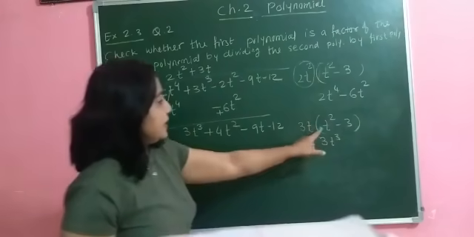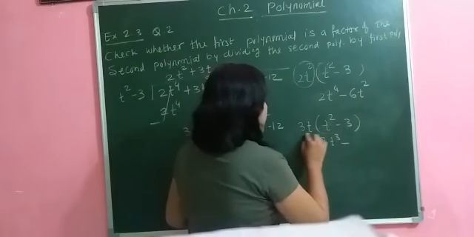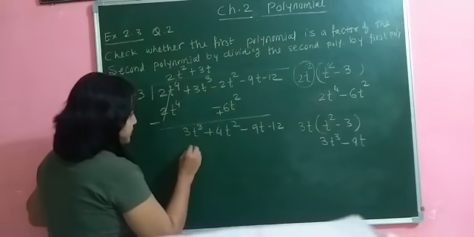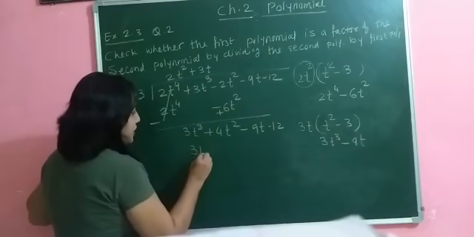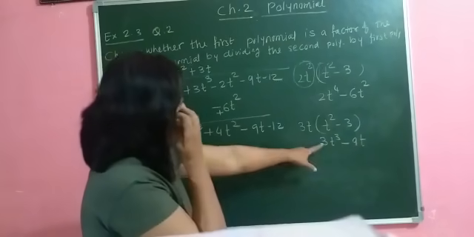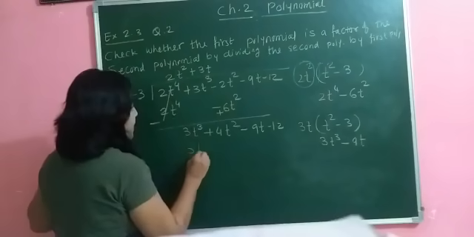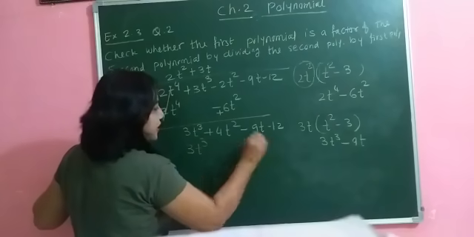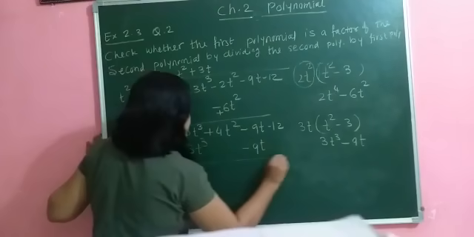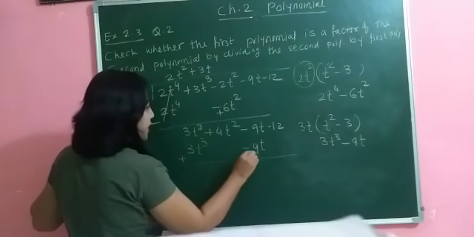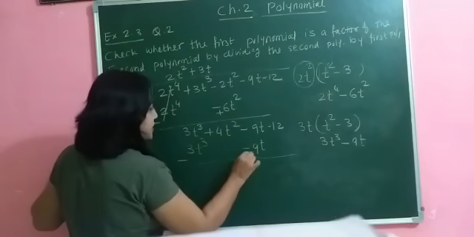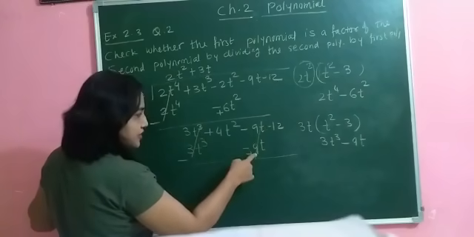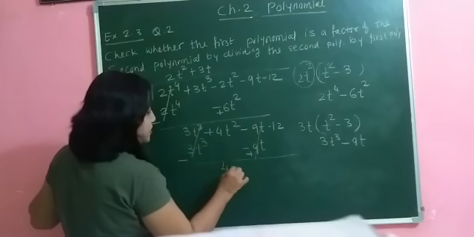I am multiplying this term and I will get minus 9t. So I am writing here 3t. This is the cube term. So 3t cube minus 9t. So change the sign. This is positive and this is negative and this is positive. So this will get cancelled. This will get cancelled. This is negative and this is positive. What is the remaining term? Just write down.